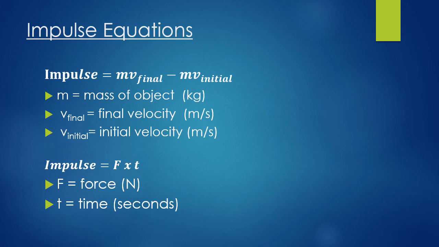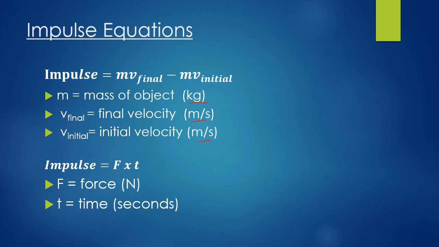When using this equation, m is the mass of the object, just like when we were using it in momentum, and mass needs to be in kilograms. V sub f is the final velocity, and that needs to be in meters per second. V sub i is the initial velocity, and that also needs to be in meters per second. So just make sure that you are looking at the units in the word problem and converting if necessary. That's why it's always the first step when we approach physics problems.